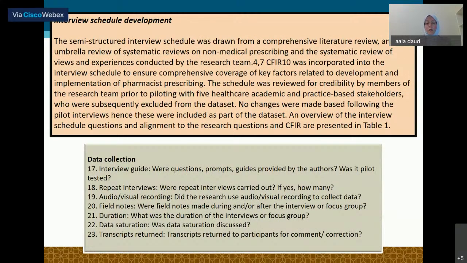So moving on to another paragraph. So the semi-structured interview schedule was drawn from a comprehensive literature review, an umbrella review of systematic reviews on non-medical prescribing, and the systematic review of views and experience conducted by the research team, etc. Okay, so let's have a few seconds just to read through that, and if you can try to check and map that with the checklist so far.